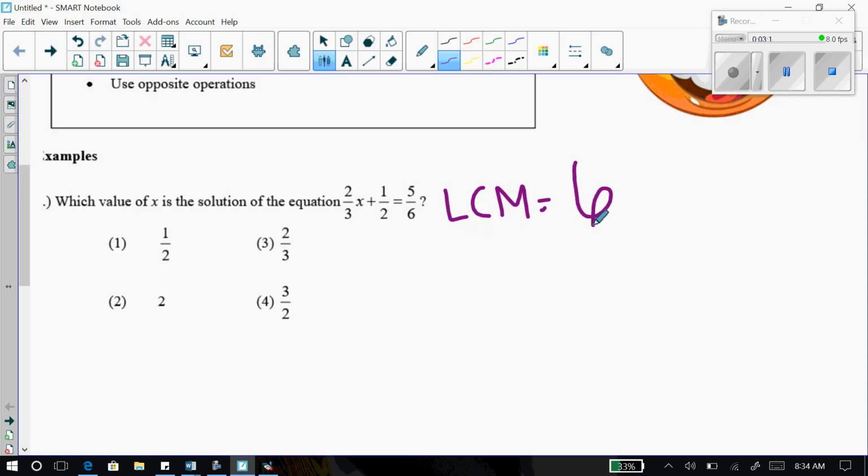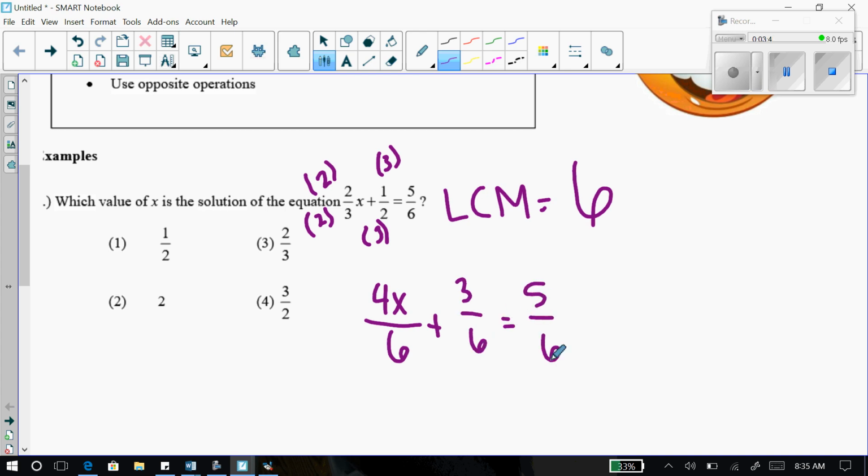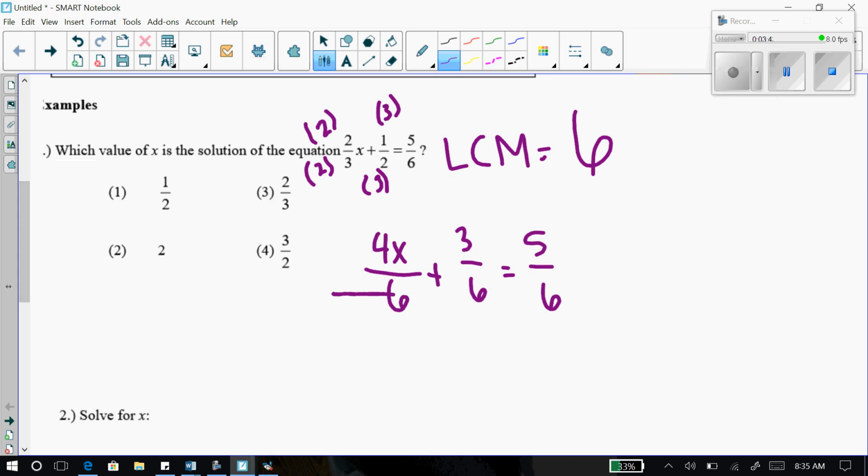Okay? So what do I multiply 3 by to get 6? That's easy. That's a 2. What do I multiply 2 by to get 6? Well, again, easy, 3. And 6, we just leave it alone. Or you can multiply it by 1. Let's do all of our multiplication out. 2 times 2x is 4x over 6, plus 3 times 1, 3 over 6, equals 5 over 6. They're all 6's. You cross them out. You get 4x plus 3 equals 5, and we're going to go ahead and solve that.